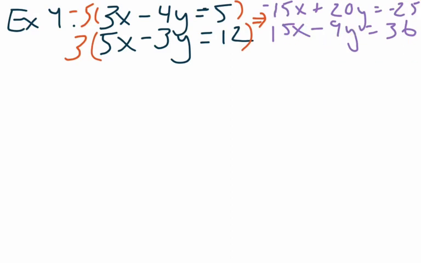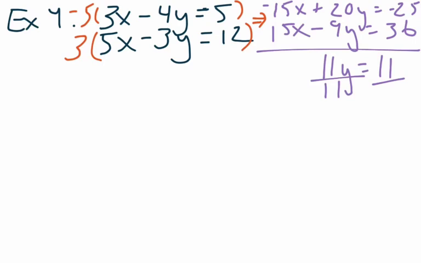Now if I add them going straight down, the x's are going to be eliminated. Negative 15x plus 15x is 0. 20y plus negative 9y is 11y. And then 36 plus negative 25 is 11. And I'm just kind of floored that I actually wrote a problem where the numbers came out nice. I was hoping they would come out awful. And out of the blue, I wrote a problem where the numbers came out nice. So, all right, and we go ahead and solve this. So y is equal to 1.